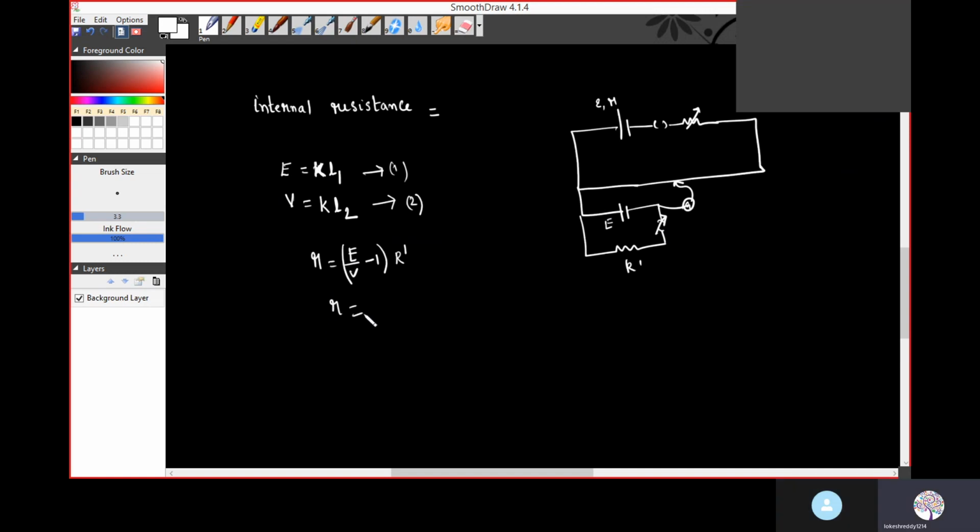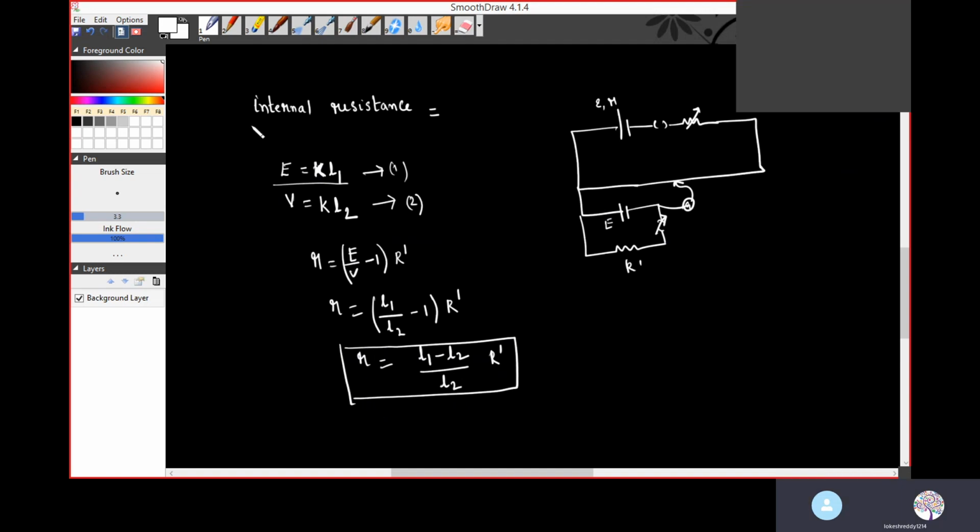Now from equation 1 by 2, what will we get? E by V is equal to L1 by L2. So r is equal to (L1 by L2 minus 1) into R dash, that is, r is equal to (L1 minus L2) by L2 into R dash. This r is the internal resistance of the battery, the internal resistance of the primary cell.